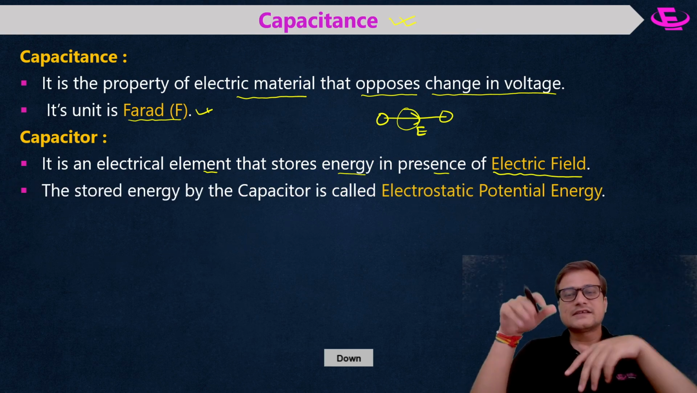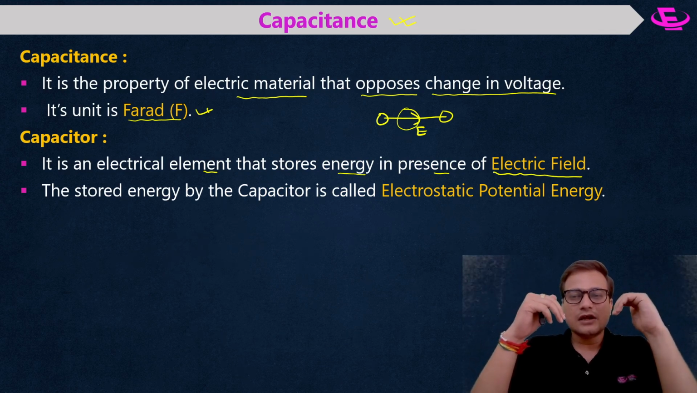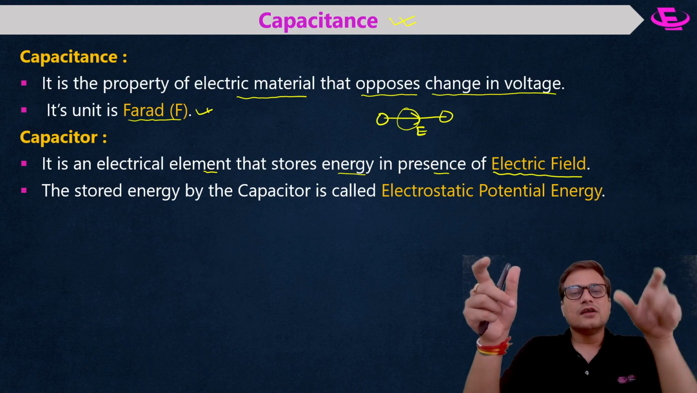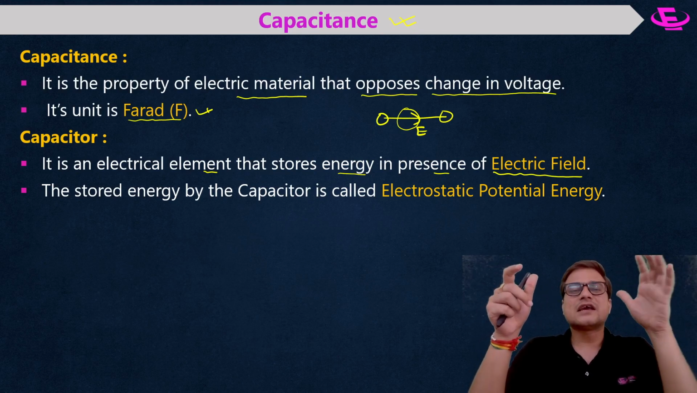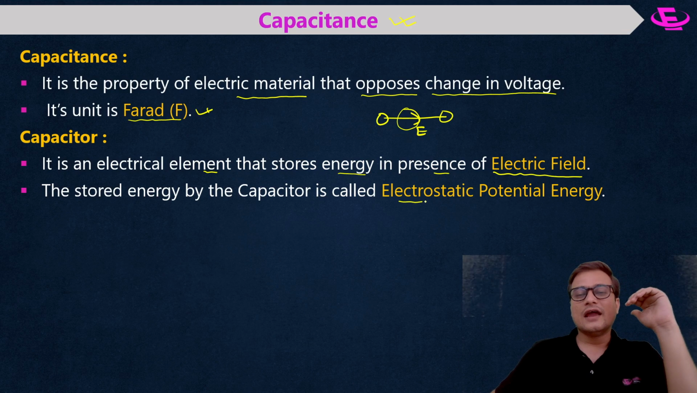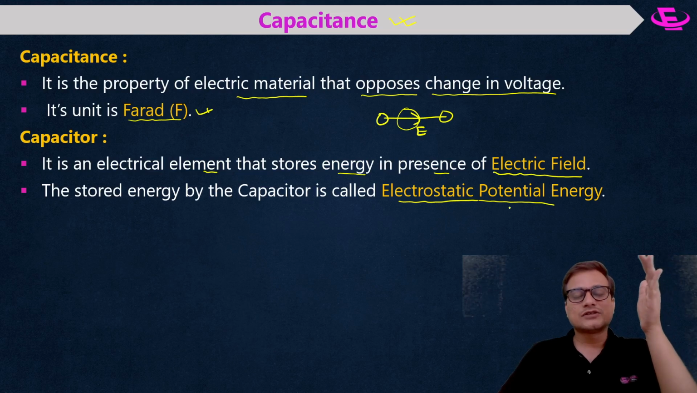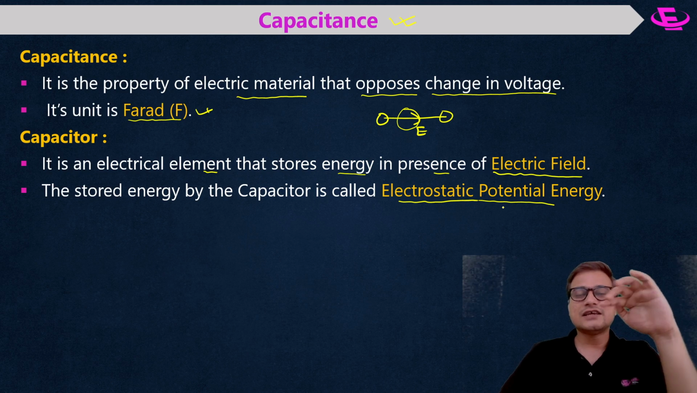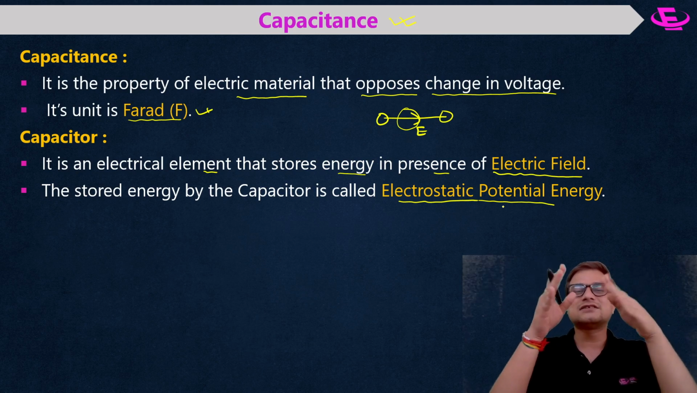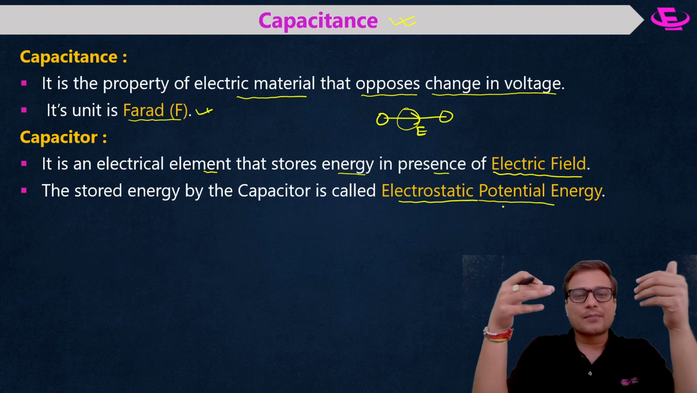Since it is storing energy in the presence of an electric field, that means it is due to the potential difference. Electric field means you are applying a potential difference across the element. The energy stored by the capacitor is called electrostatic potential energy. An inductor stores magnetic energy. Capacitor stores electrostatic potential energy. And what about the resistor? A resistor is an energy dissipating element, that means it does not store any energy. So this is capacitance and capacitor.